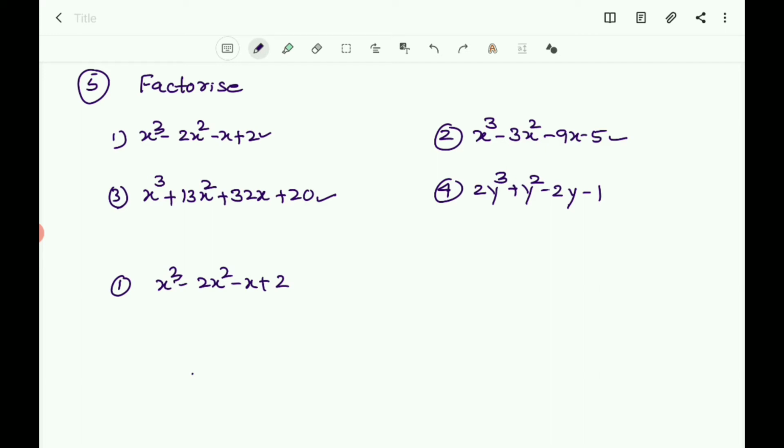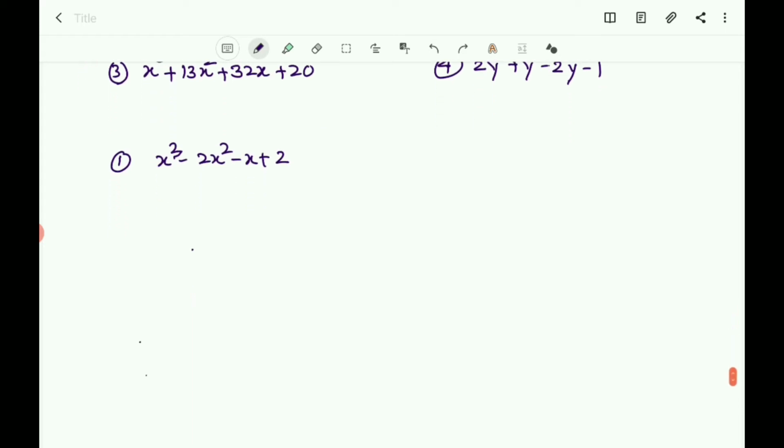Now you take the first one, that is x cube minus 2x square minus x plus 2. x cube minus 2x square minus x plus 2. Now here take this 2, factors of 2. You know that 2 is divisible by 1, minus 1 and also 2 and minus 2. So in combined form you can write the factors of 2 are plus or minus 1, plus or minus 2.